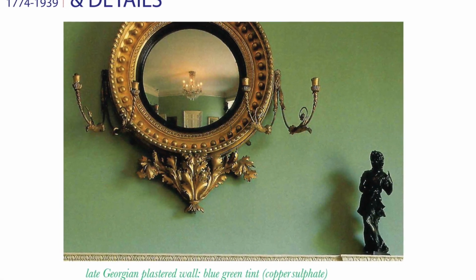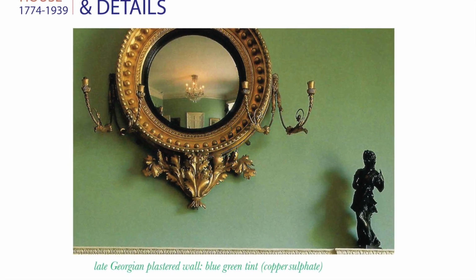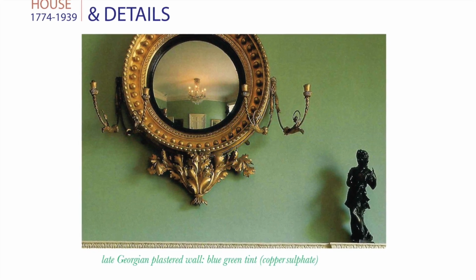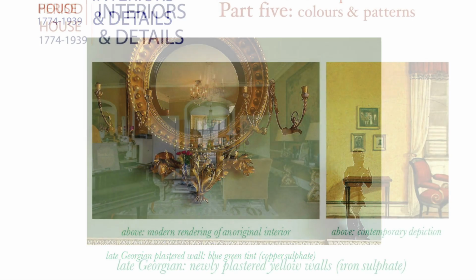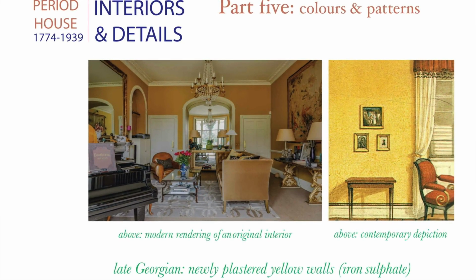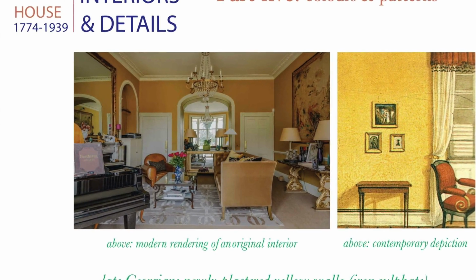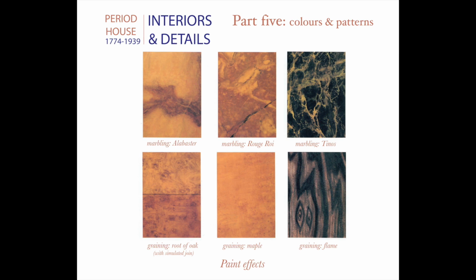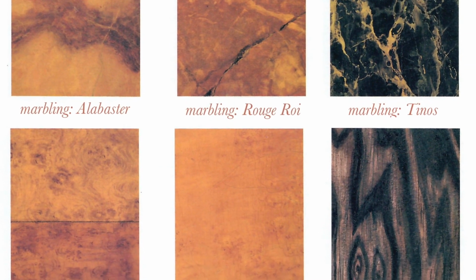Inside, plastered walls were new. Their colours were created by mixing copper or iron sulphate into the plaster to prevent mildew. Copper sulphate gave the plaster a blue or blue-green tint, iron sulphate a yellow. Drab was used as a neutral background to more colourful fixtures and fittings, which might be grained or marbled. Graining and marbling were paint effects used in all architectural periods between 1774 and 1939.